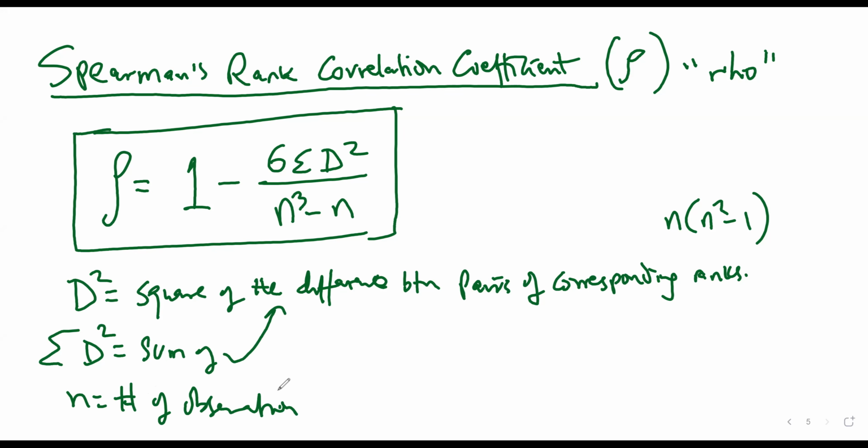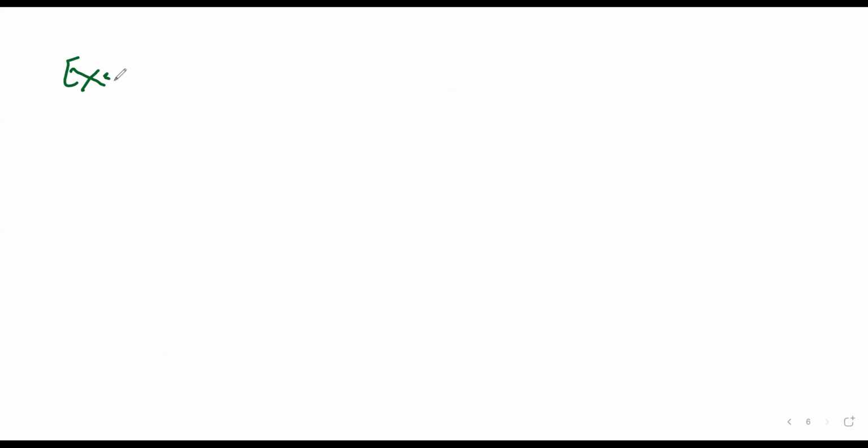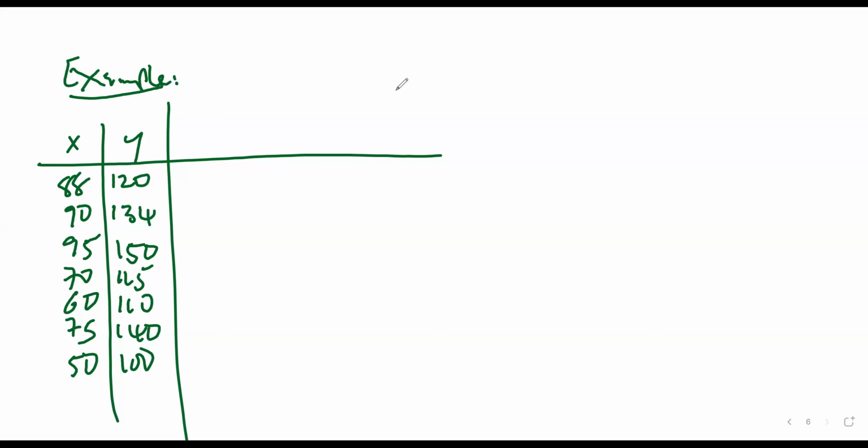So let's have an example. I want us to find the Spearman's rank correlation coefficient for the following data. The first thing is to rank the observations in each variable. So we can have ranks of X. We can decide to assign rank number 1 to the largest value. In the column of X, the largest value is 95, so this one will be number 1.